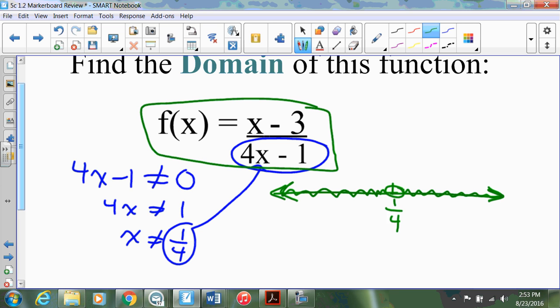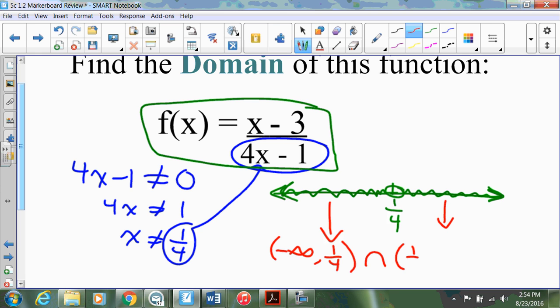So how do we express this number line in interval notation? Well, this side, we're going to say is from -infinity to 1/4. We're putting a parenthesis around the 1/4 because we're not including it. If we include it, we just got an undefined y. And then we're going to use the upside down U to indicate and, because we have a second part of our answer. The second part of our answer is from 1/4 to +infinity.